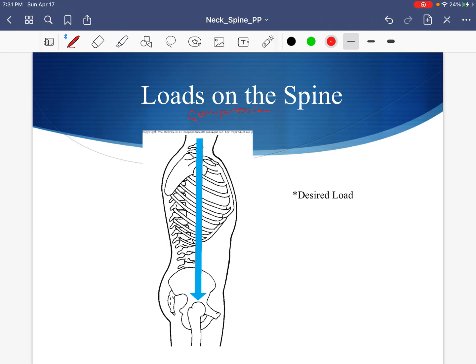But this actually brings us back to those curvatures. Remember we had the curvatures? We had the lordotic and kyphotic curvatures. Have you ever wondered why we have those? In other words, why wouldn't the vertebrae just stack up like this? And the answer is right in front of us. The answer is because having this arrangement helps distribute the compressive load.